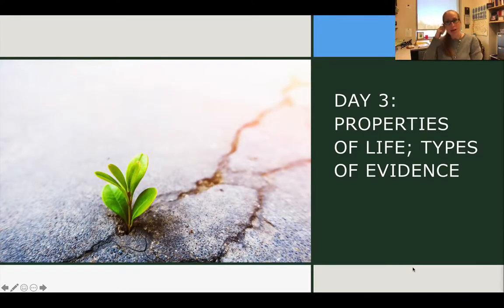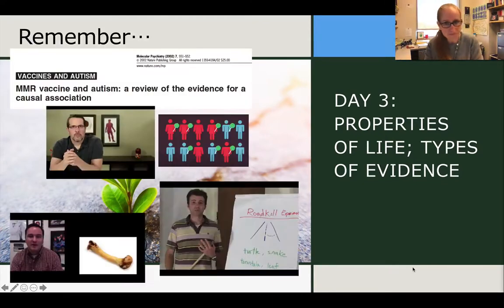Okay, so then day 3 was the properties of life and types of evidence. If you remember from the explorations, we looked at the MMR vaccine and autism and looking at how the original study that was done was very flawed. There was no control group. It was a very small sample size. There was no causal effect, so it was a simple correlation.